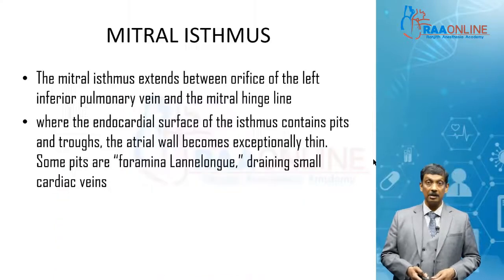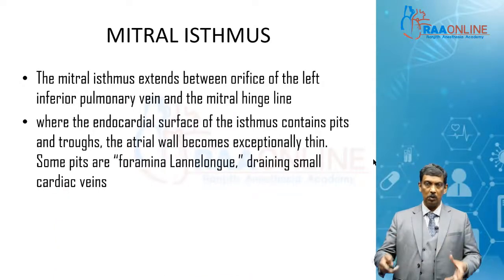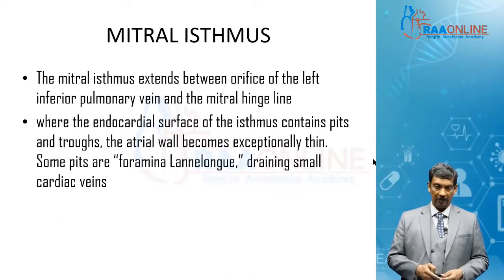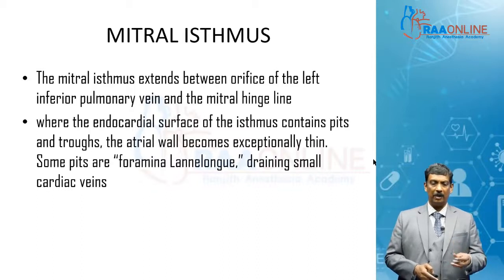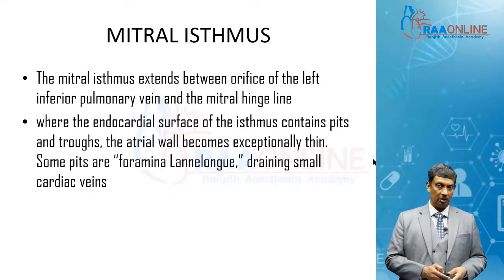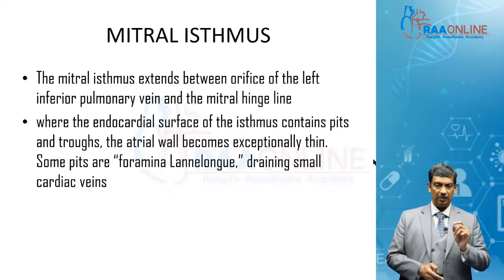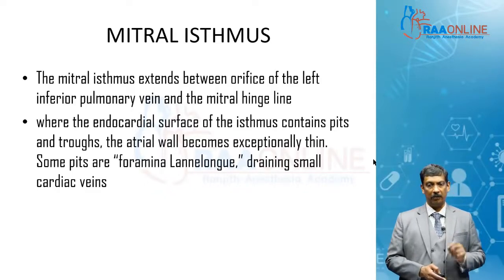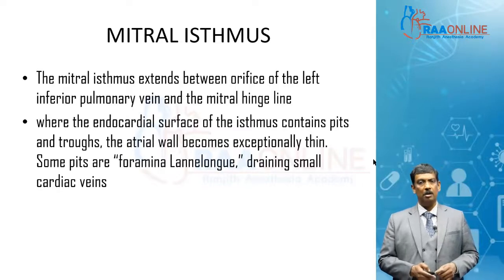The mitral isthmus is what leads to the mitral valve, and in that region you find some of the veins which open directly, the vena cordis minime there, and these pits are called the foramina lanelong.